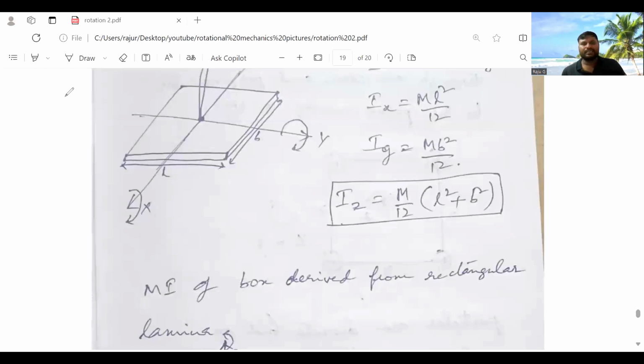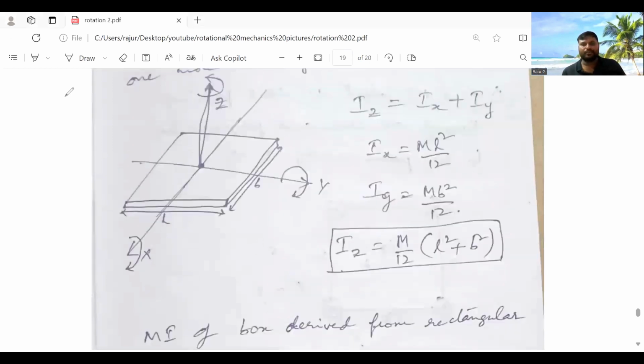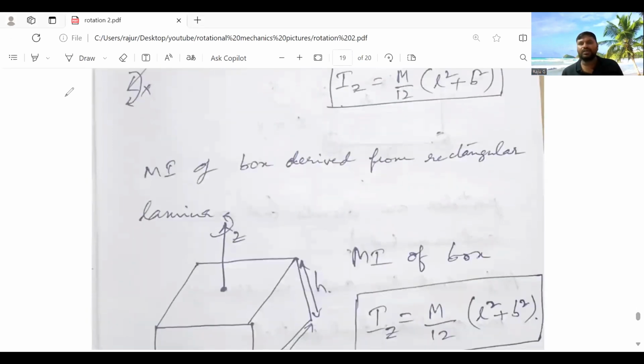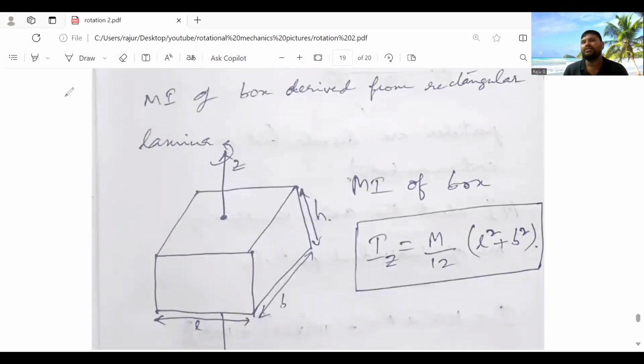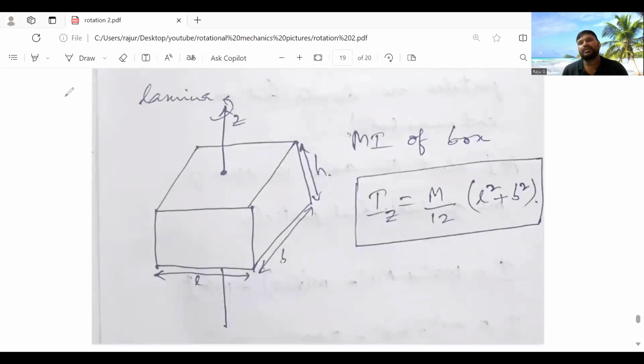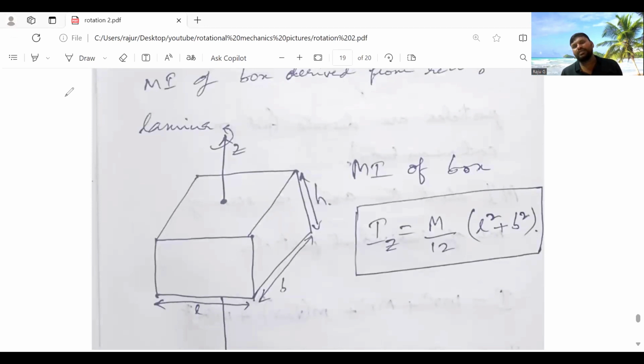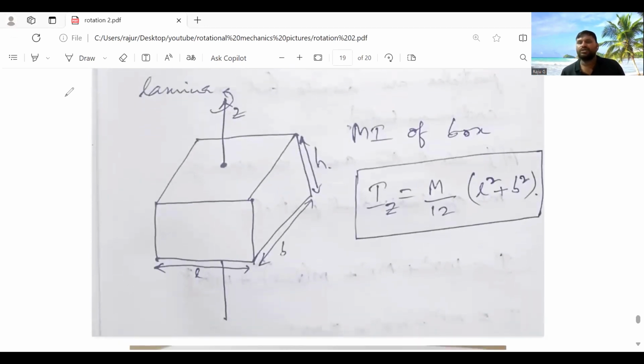If we increase the number of such rectangular laminas, we will get a box. The moment of inertia of a box derived from rectangular laminas is the same as the rectangular lamina's moment of inertia. The moment of inertia of the box will be Iz equal to M by 12 into L square plus B square.